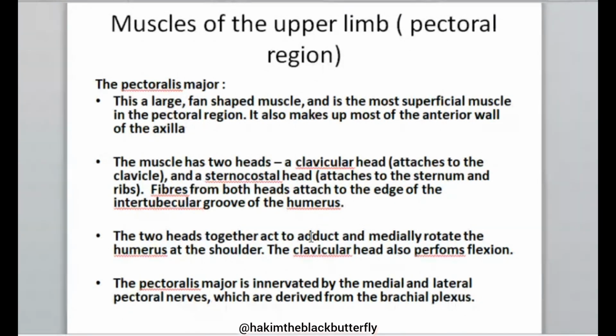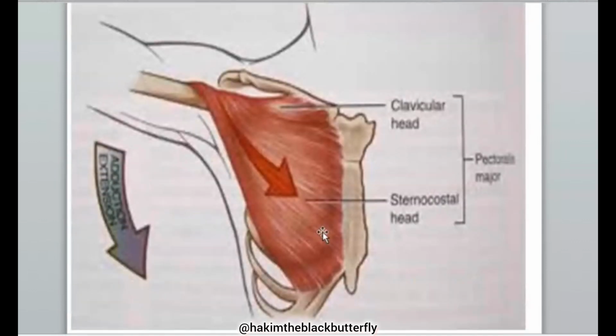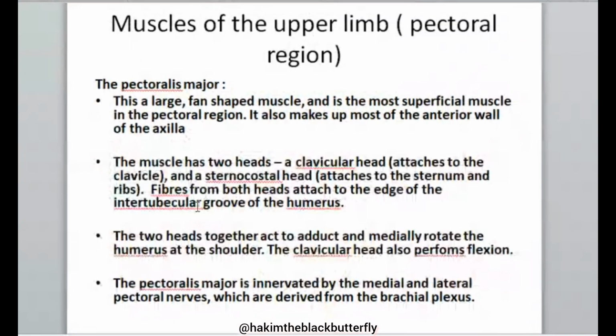This muscle, when it contracts, it adducts the humerus. You know what adduction is? When they contract, they bring back the humerus to the body. So it adducts the humerus. Then it medially rotates. To medially rotate means that you turn your humerus round towards the body. Medial rotation. So it adducts the humerus and medially rotates the humerus.